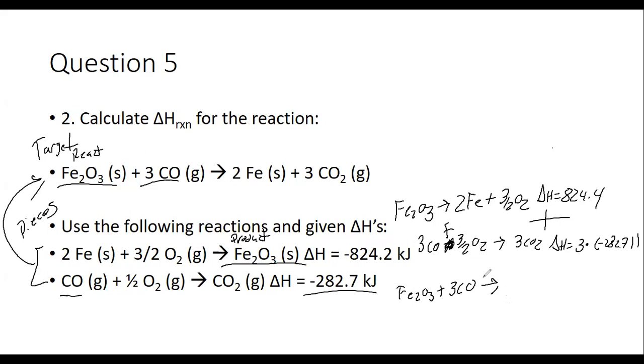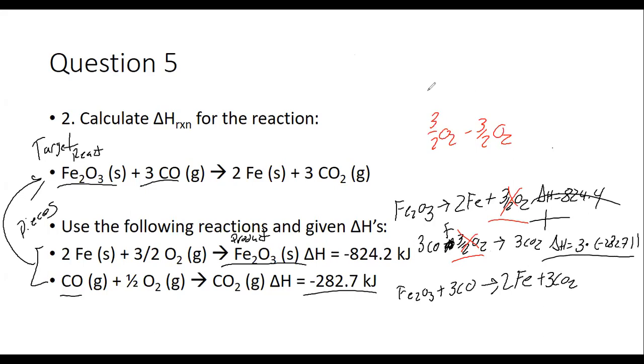All right, and when doing this, if something is on each side of the arrow, right, I have 3/2 O2 on the left side, 3/2 O2 on the right side. If they're on opposite sides of the arrow, they will cancel out, right? So it's basically like having 3/2 O2 minus 3/2 O2. That equals 0 O2. So Fe2O3 plus 3CO, that will go to 2Fe plus 3CO2. And then you just add the delta H's.